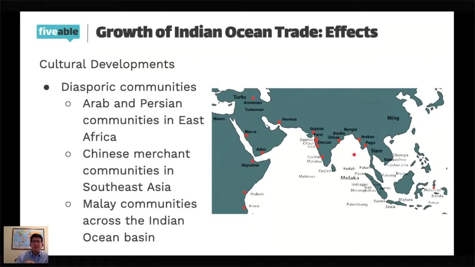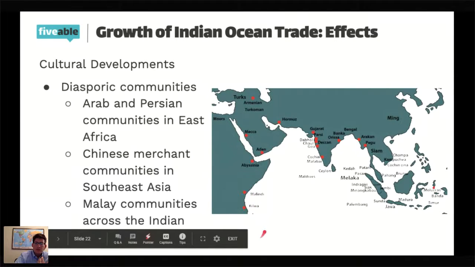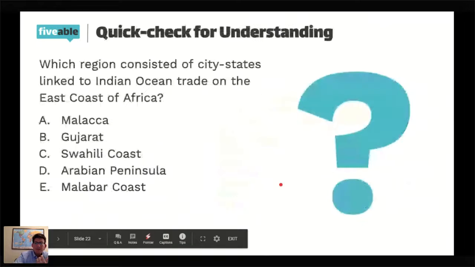And so these Chinese diasporic communities really establish themselves in Southeast Asia. And when the Mongols leave and the Ming dynasty takes over, there are connections to be made by the Ming voyages. And then, of course, Malay communities across the Indian Ocean basin. People from the Malay Peninsula spread throughout the Indian Ocean basin for trade, even just off of this map, some finding homes in Madagascar. And of course, that happened over long periods of time.